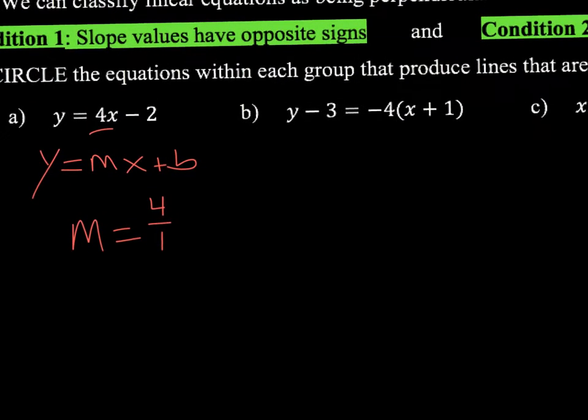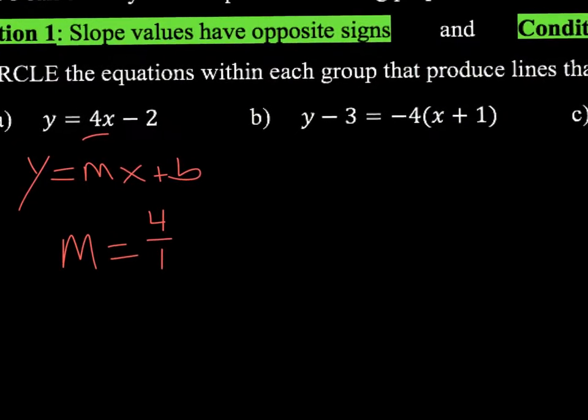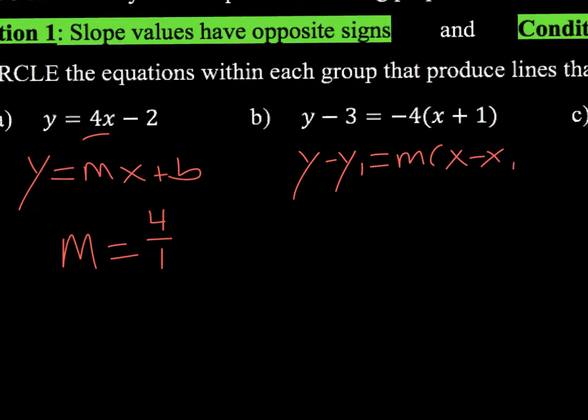Okay, now we have our second equation in this group, and we are looking at identifying its slope. This is in point slope form. That's the general form. So when we're looking to identify that slope value, we're seeing that this slope is equal to negative 4. And I'm going to write that as a fraction.